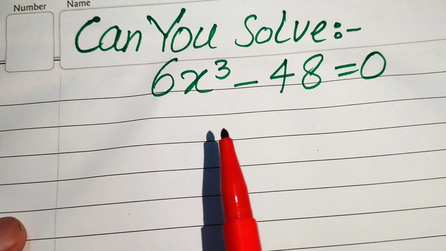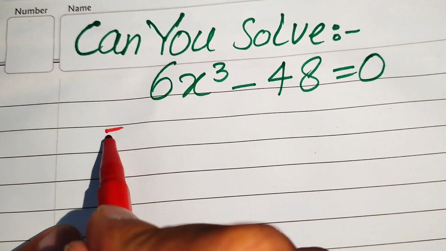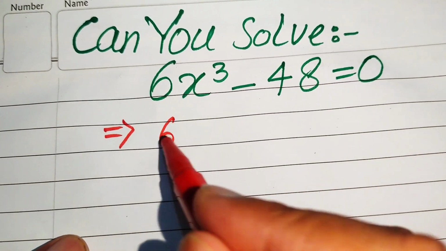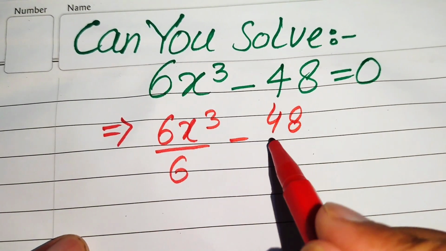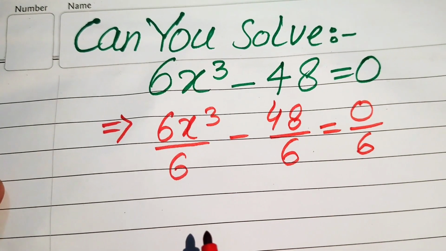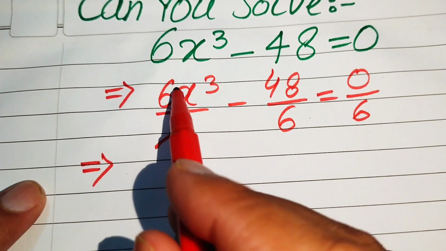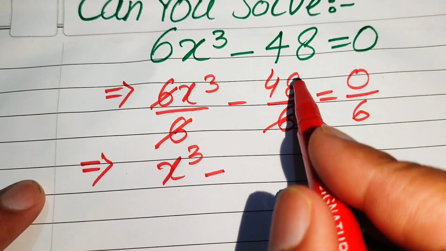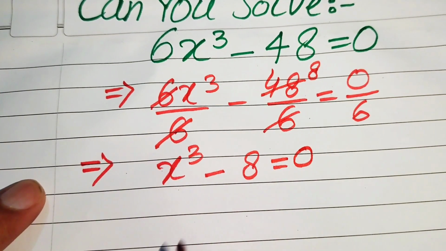The very first step we are going to do is divide each of these terms by 6 so that we convert this cubic equation into the simplified form. So it is written as 6x³/6 − 48/6 = 0/6. Here we divide both sides by 6. Now we need a little bit of simplification: 6 cancels out 6, and 48 divided by 6 gives 8, so we get x³ − 8 = 0.